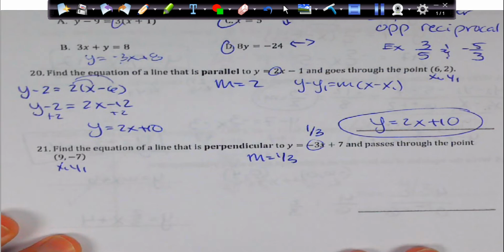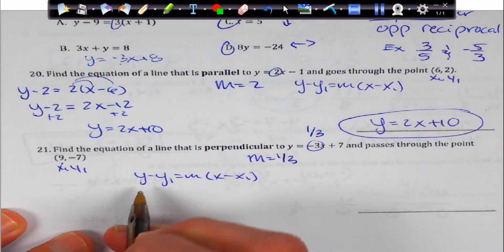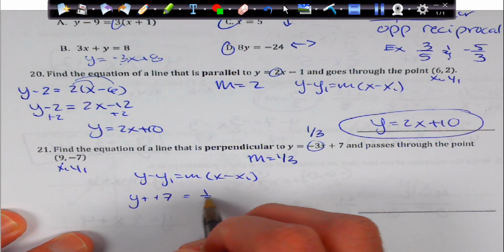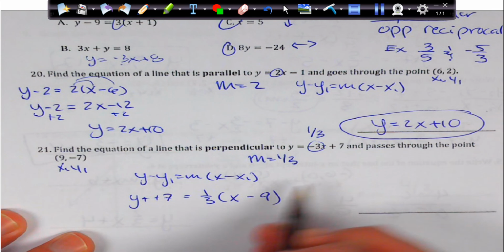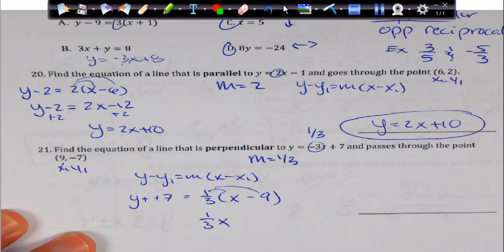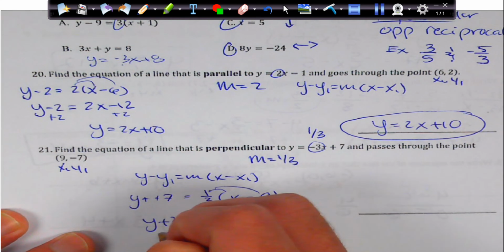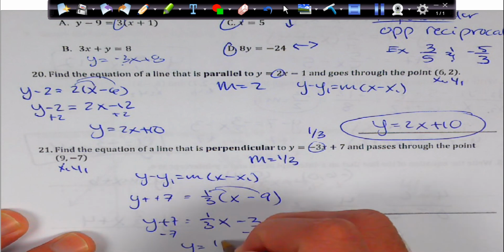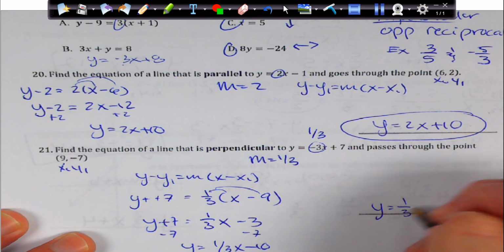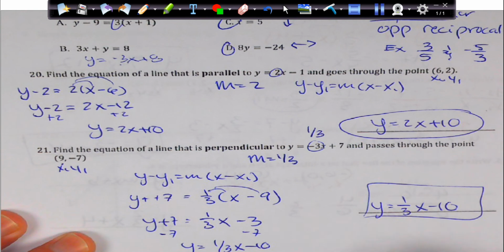All right, next one, we're going to get 1/3, so we get y minus y1 equals m times x minus x1. Y minus a negative 7, it's going to become positive, equals 1/3 times x minus 9. Distribute, we're going to get 1/3 x. 1/3 of 9, so basically 9 divided by 3, it's going to be negative 3. Y plus 7, subtract the 7, and we get y equals 1/3 x minus 10. And 1/3 and negative 3 are opposite reciprocals, so I'm all good.